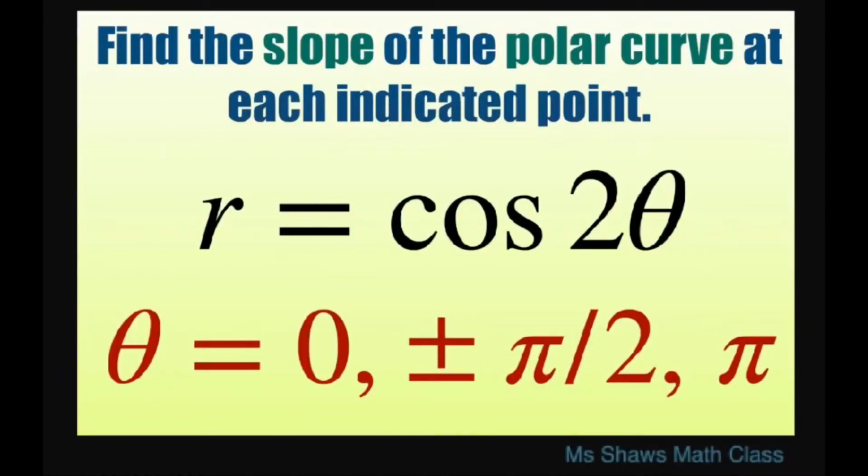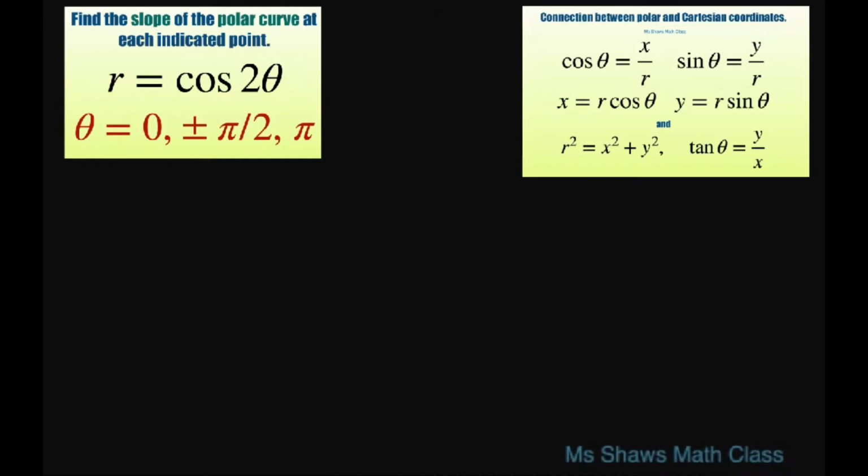One, we're going to find the slope of the polar curve r equals cosine of 2 theta at each indicated point. That's 0, plus or minus pi divided by 2, and pi. To do this, we're going to find the derivative of y with respect to x. For us, that means it's going to be the derivative of y with respect to theta divided by the derivative of x with respect to theta.